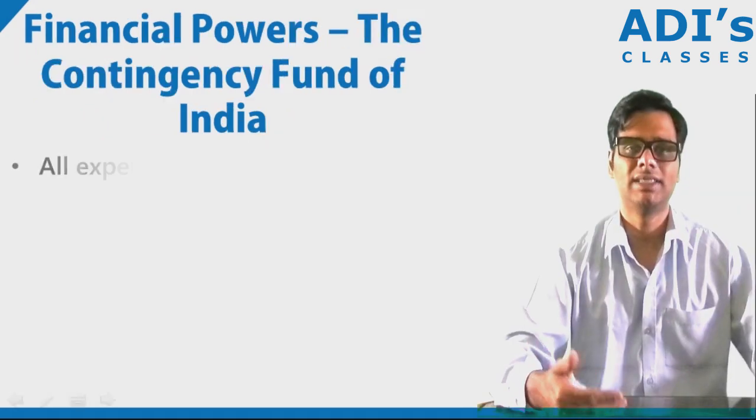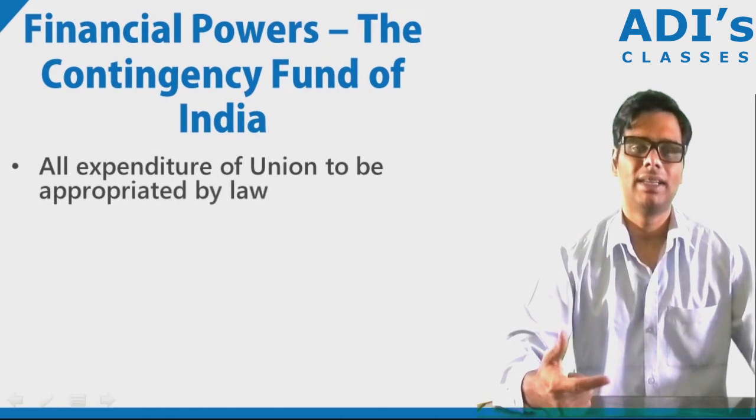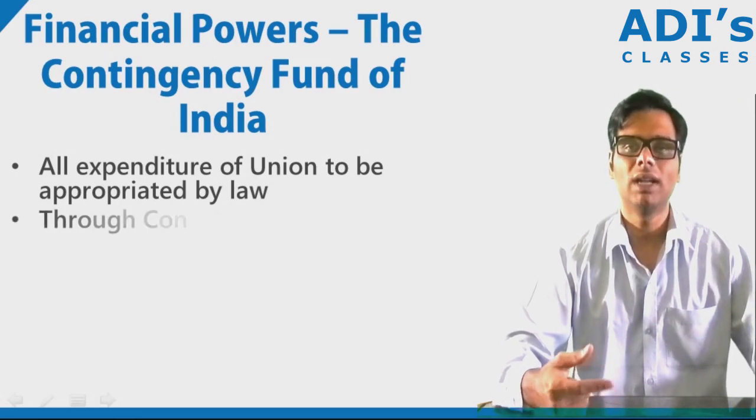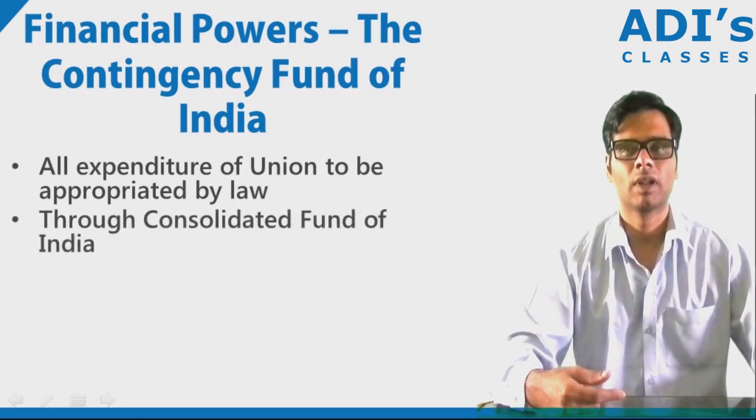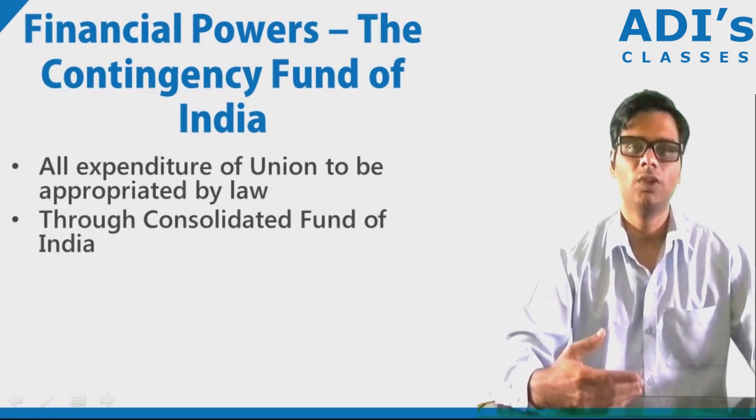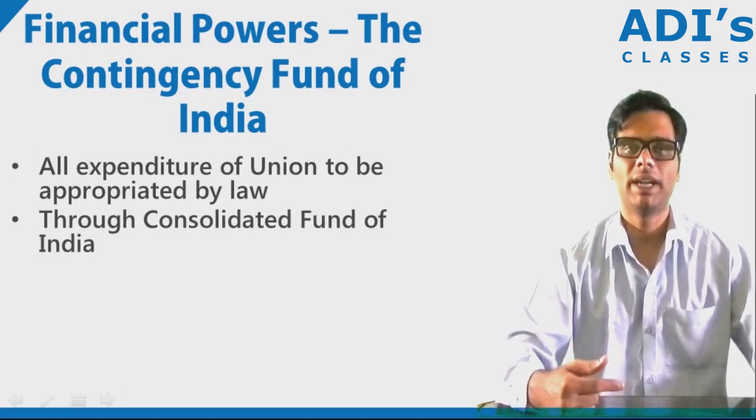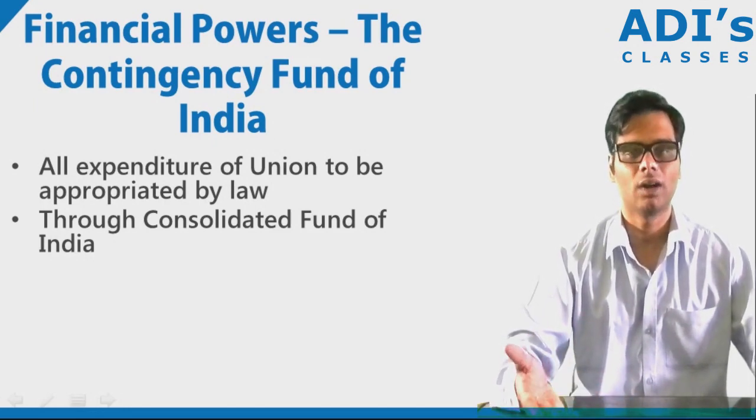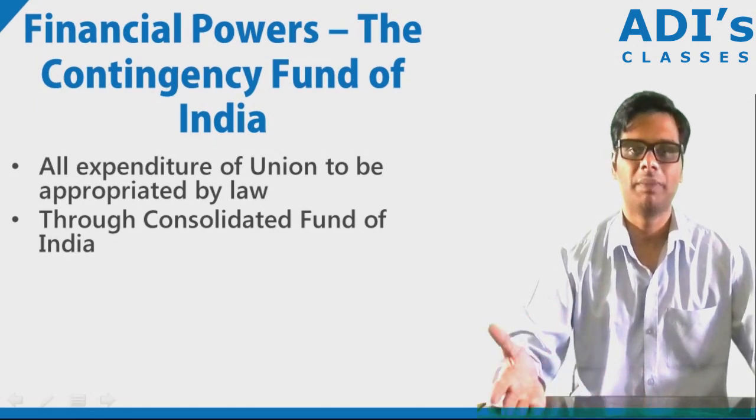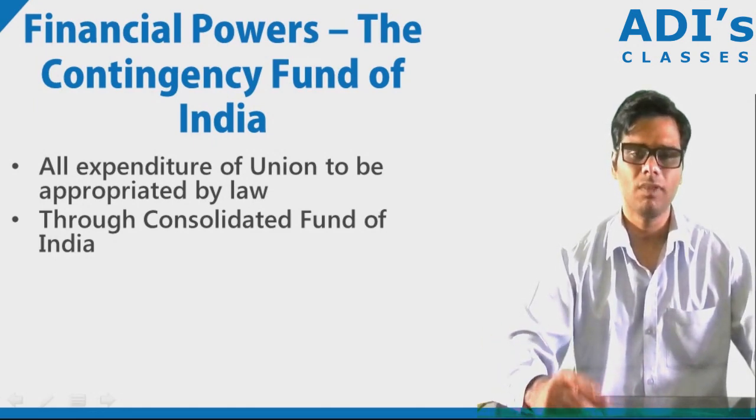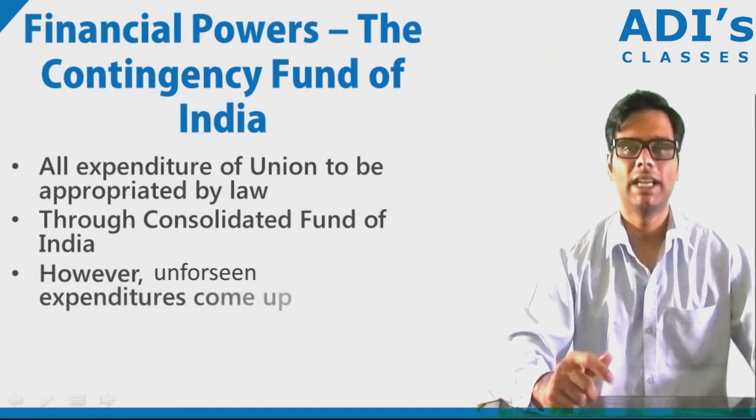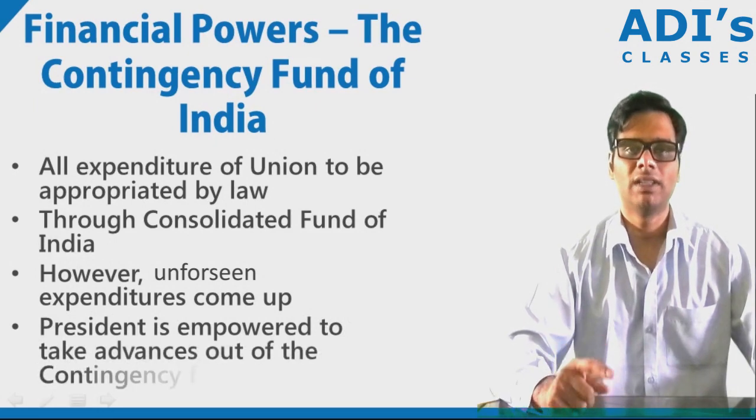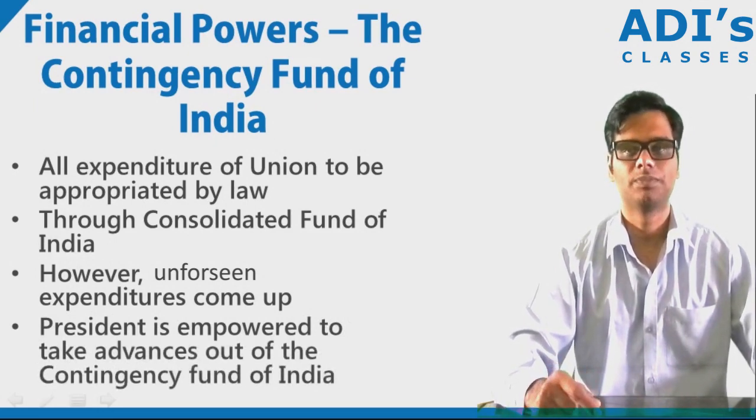The third point, the contingency fund of India. All money that the union needs for its expenditure is appropriated by law through the consolidated fund of India. Please remember that. The consolidated fund of India is like a bank account of the government of India from which it makes all expenditures. However, sometimes certain unforeseen expenditures come up, and in such cases, the president is empowered to take advances out of the contingency fund of India.